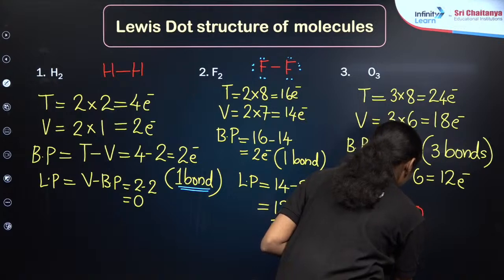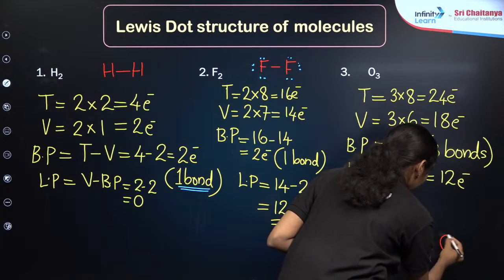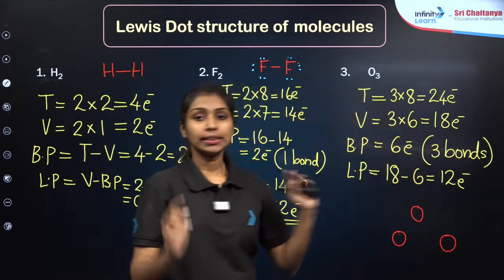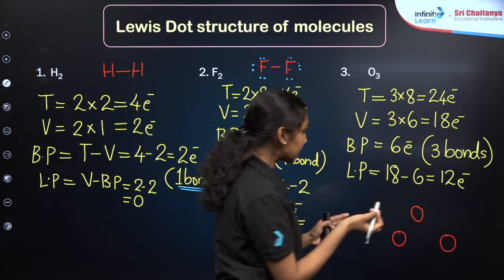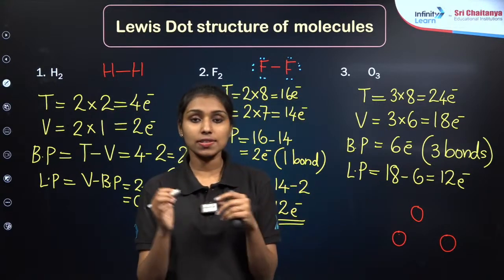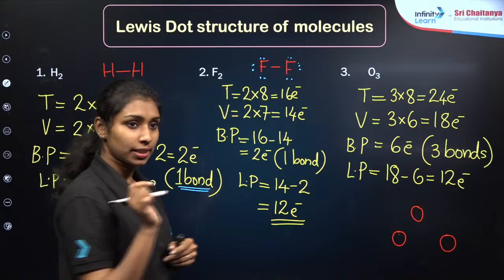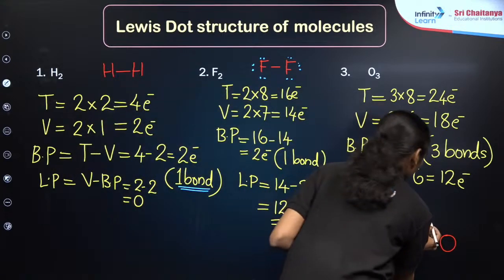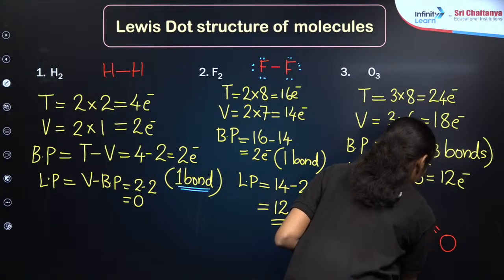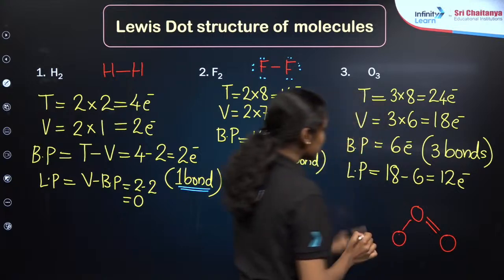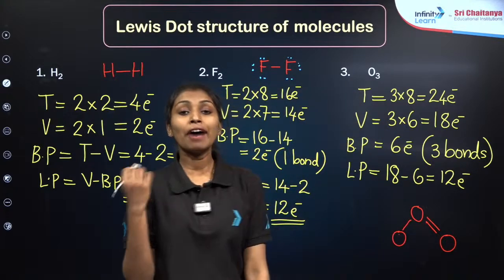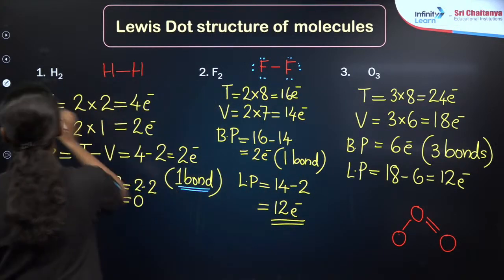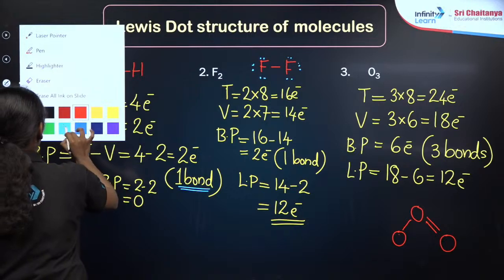One oxygen is here, one oxygen is here, and one oxygen is here. How many bonds are present here? 3 bonds, right? So any one of the oxygen atoms will possess a double bond. So I am taking here one of the double bond. Here it is one single bond, which means that 3 bond pairs are present. Now we have to fill the lone pair of electrons over there.